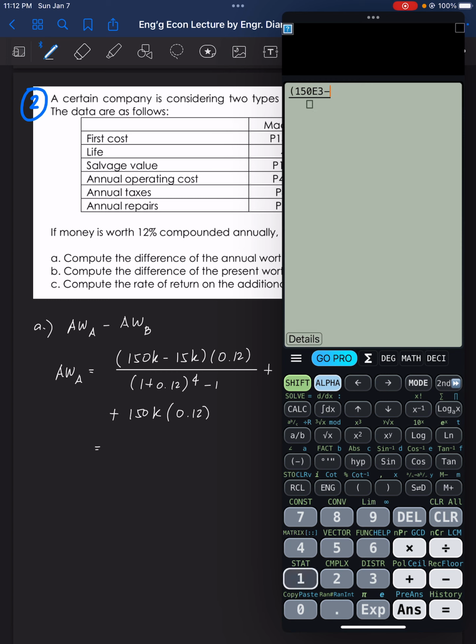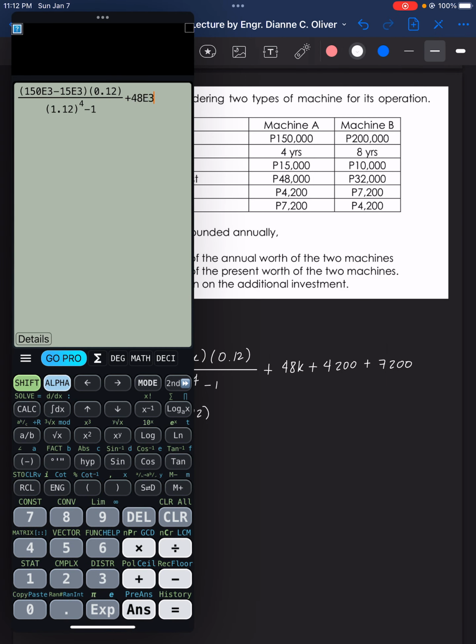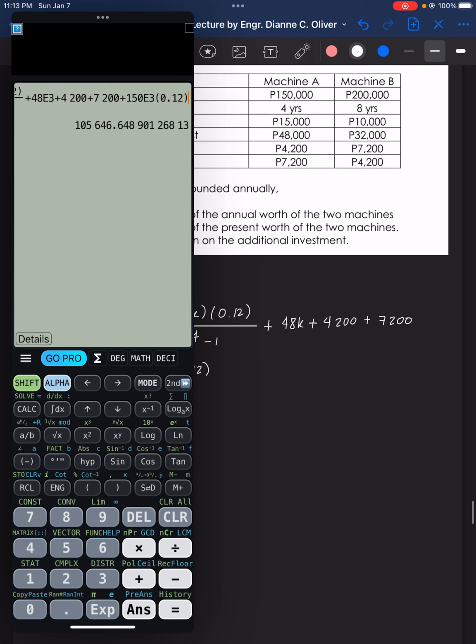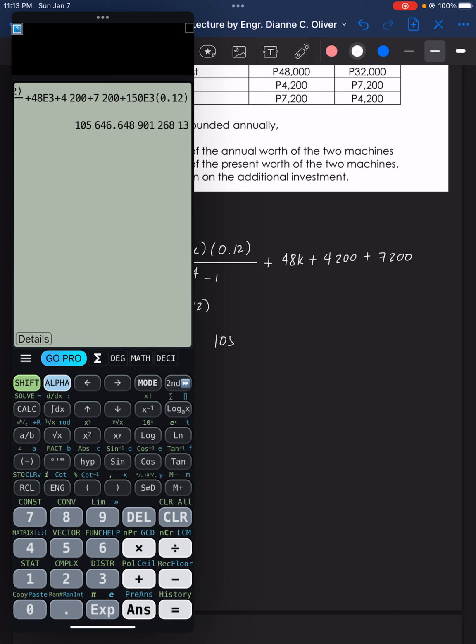So that is the shortcut solution. For the longer version solution, just check the other videos. Plus 48,000, 4,200 plus 7,200 plus the 150 times 0.12. So that will be 105,646.65 pesos.